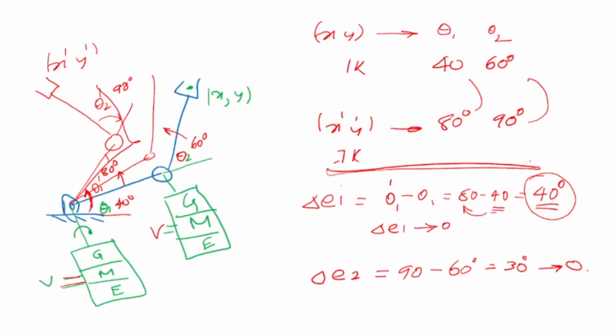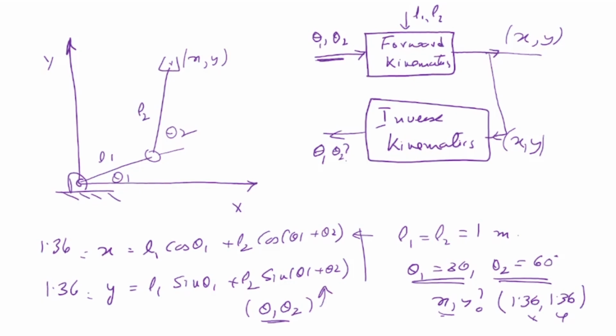So that is how the controller works, and hence inverse kinematics is more important. Whenever you want to go to some point, x dashed y dashed, the controller has to do inverse kinematics of that point and then find out the corresponding theta 1 and theta 2 which will take it there. Hence inverse kinematics is more important than direct kinematics.